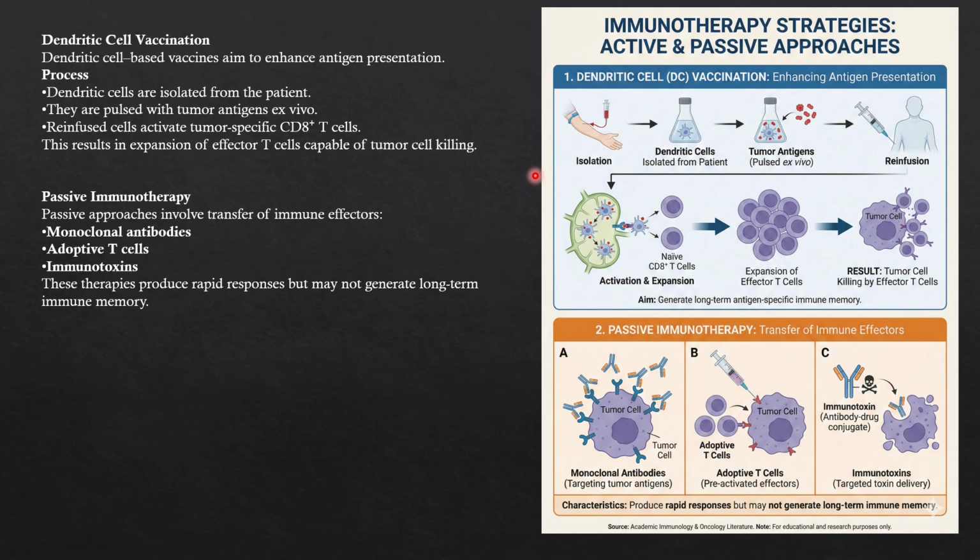So immunotherapy strategies have active and passive approaches. Basically, dendritic cell or DC vaccination enhances the antigen presentation, where the dendritic cells are isolated from the patient, loaded with tumor antigens, and infused. Then there is passive immunotherapy, where monoclonal antibodies, adoptive T cells, and immunotoxins are primarily used.